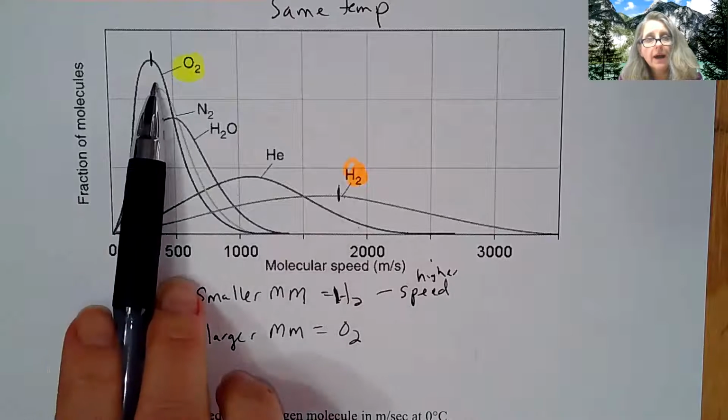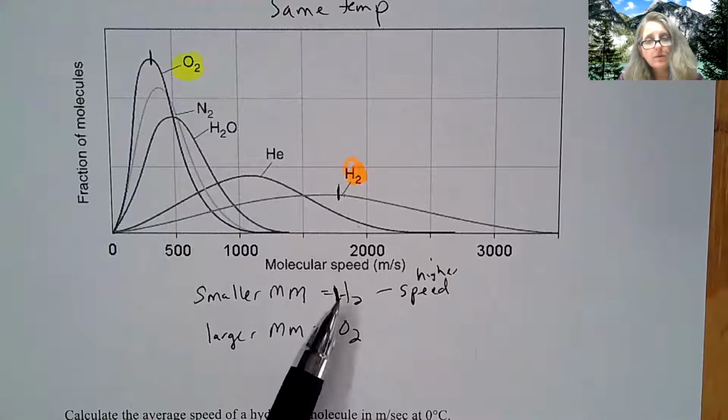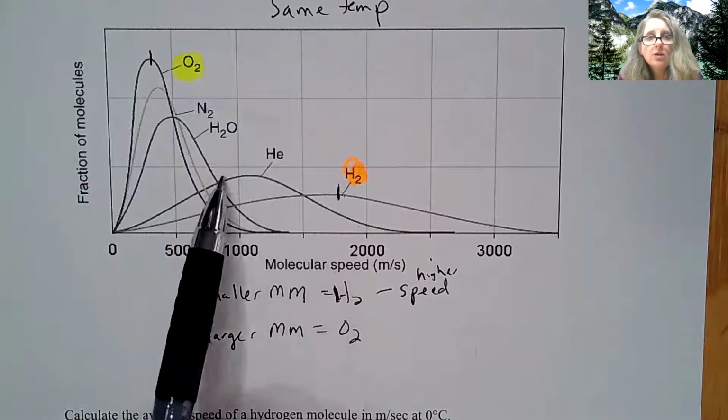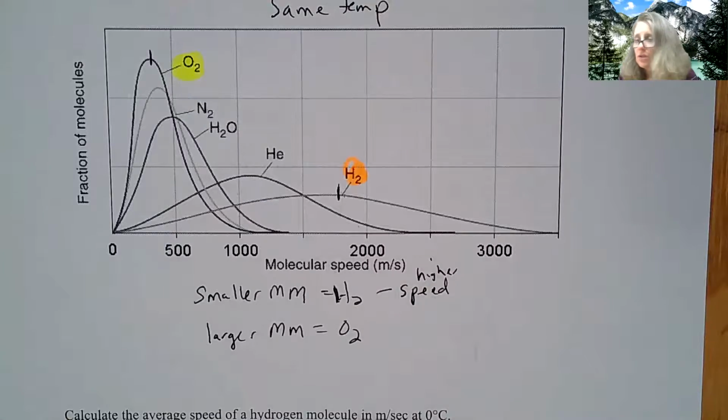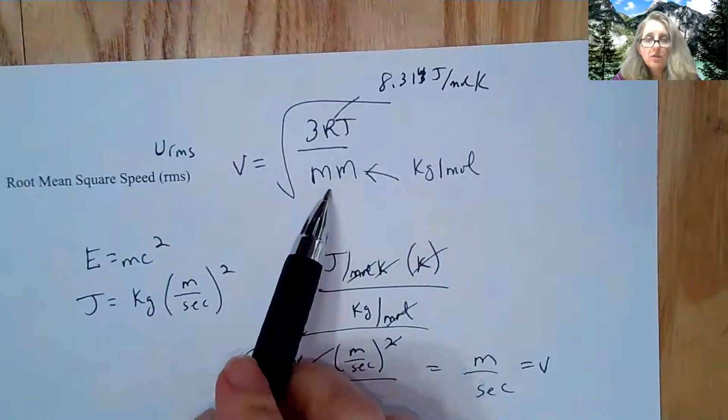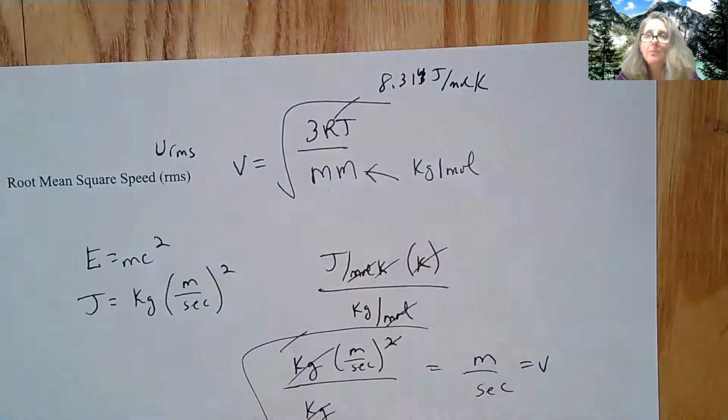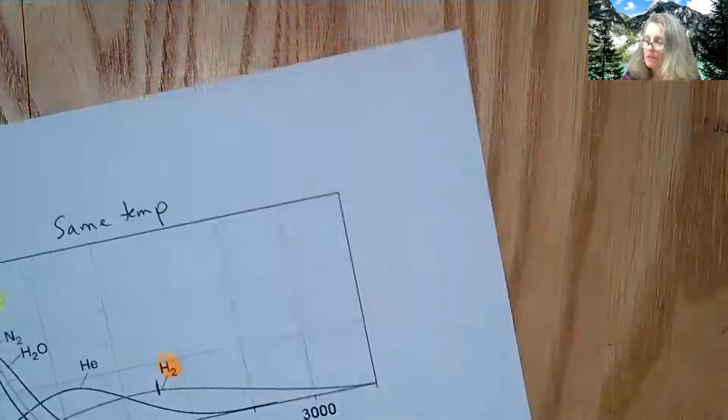So again, oxygen is a molar mass of about 32, hydrogen is 2. So you will see that their speed is going to be dependent on their mass. And that's what that equation is trying to show you. So speed is proportional to that mass. How big is your molecule of gas going to be?